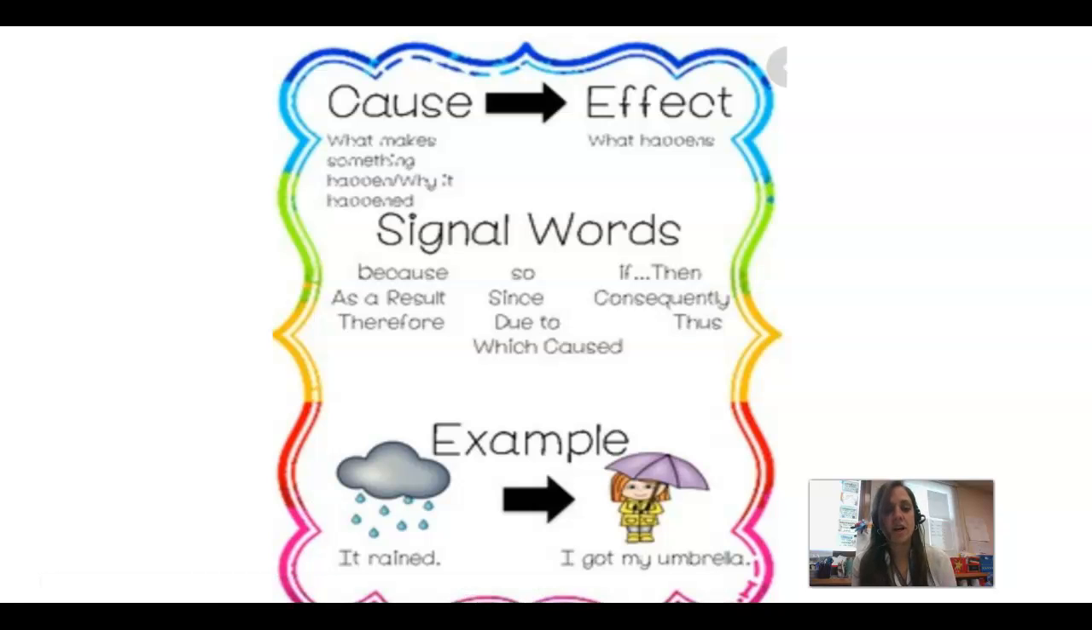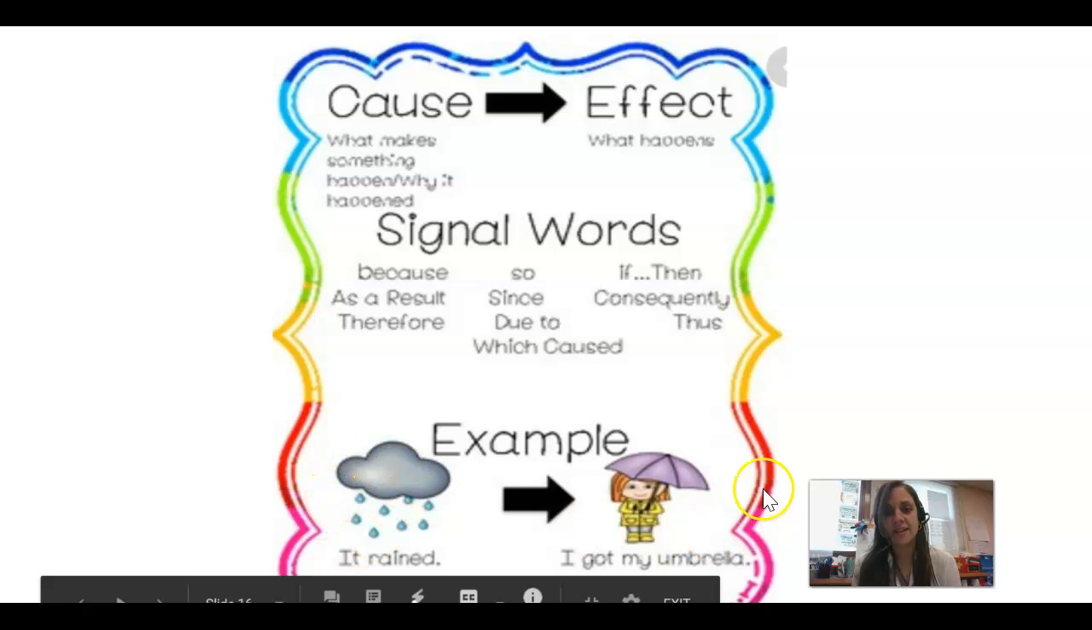So, because it rained, I got my umbrella. So, why did I get my umbrella? It rained, and here's what happened. So this is the cause or the why. This is the result.